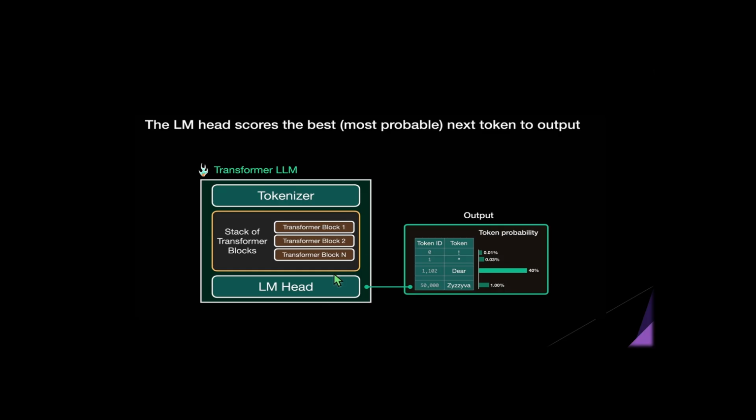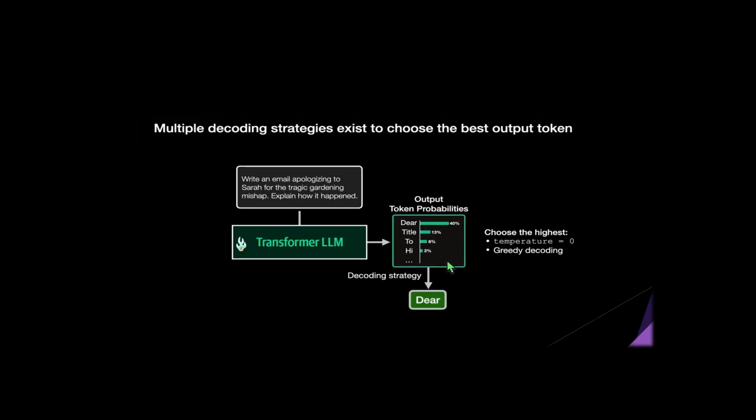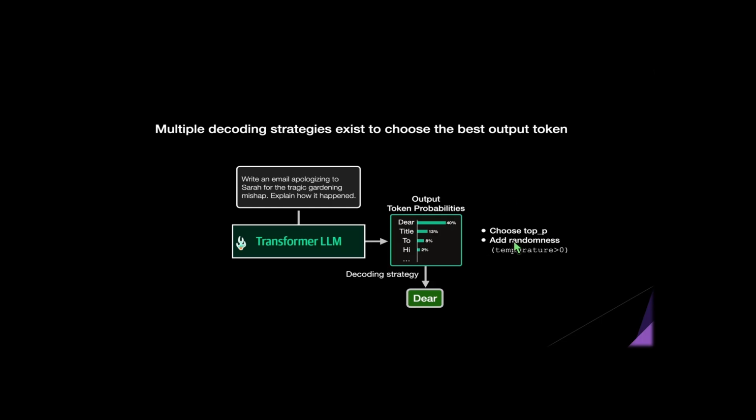After passing through the transformer layers, the processed data reaches the language modeling head. This part of the model predicts the most likely next token based on probabilities. If the temperature setting is 0, the model follows a greedy approach, choosing the token with the highest probability every time. When the temperature is set higher than 0, it introduces randomness, allowing the model to pick from several high probability options, which makes the output more creative.